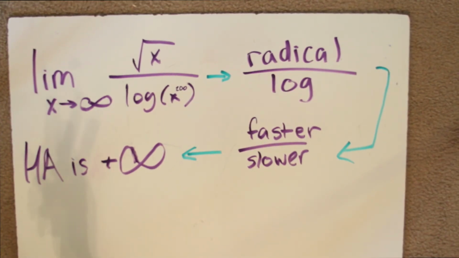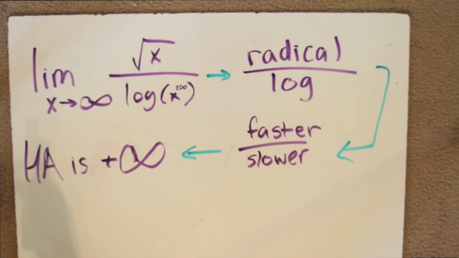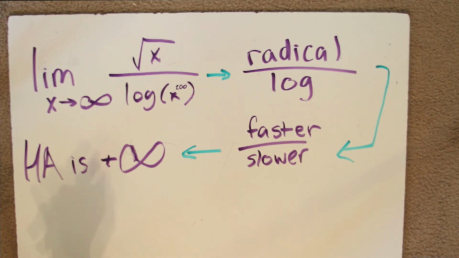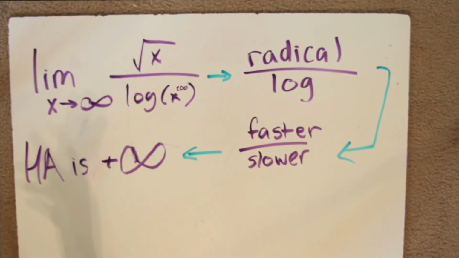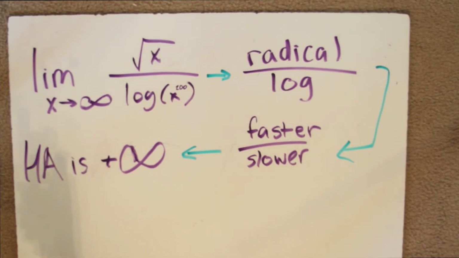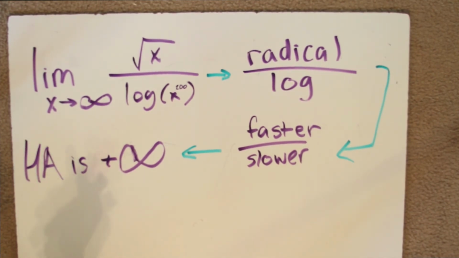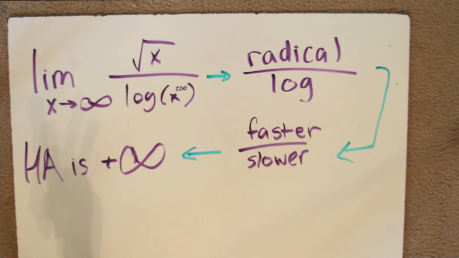No matter what x value you plug in towards positive infinity, these functions will grow in this order of rates. Remember, a slower numerator and a faster denominator result in a horizontal asymptote of y equals 0. Here, now you try this one.